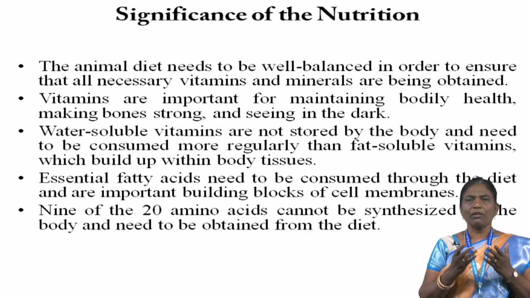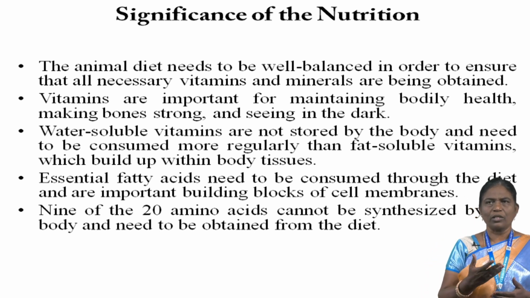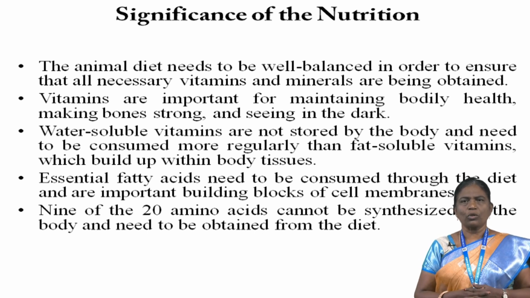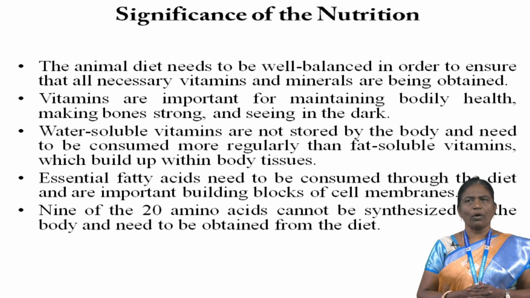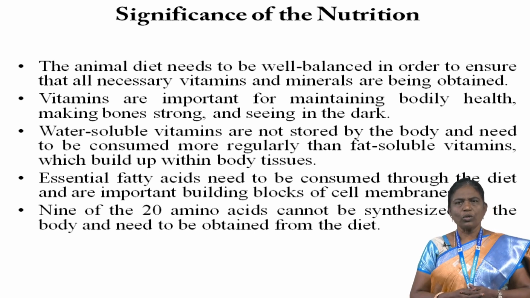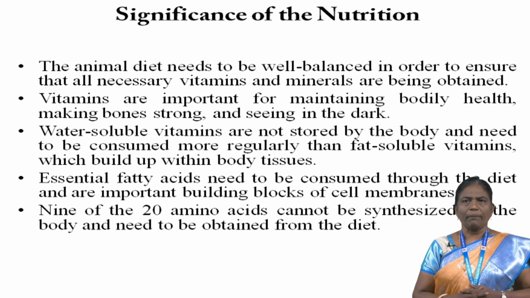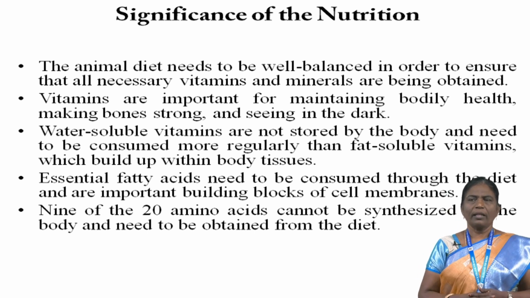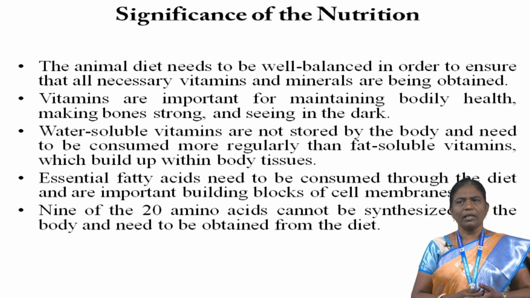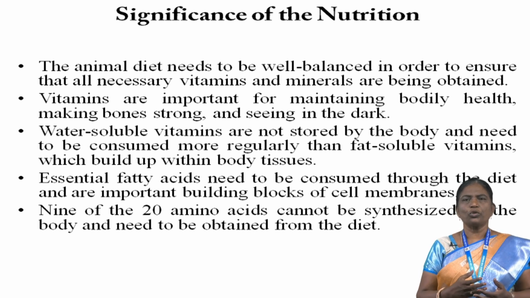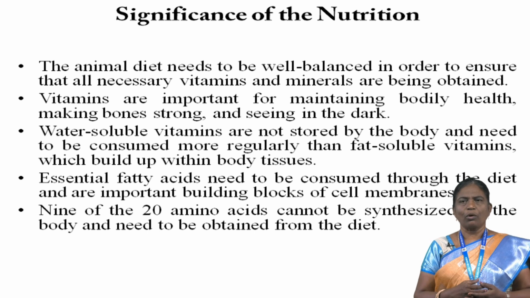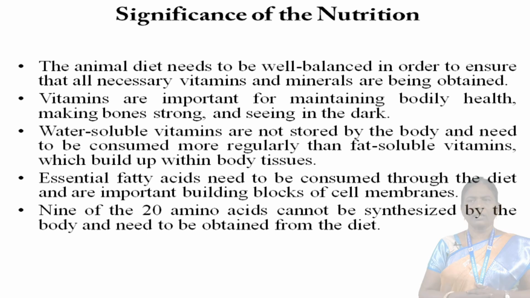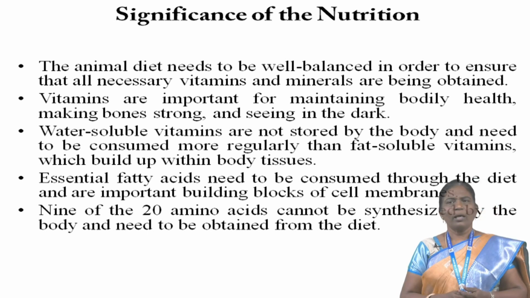Let us see something about the significance of the nutrients. The animal diet needs to be well balanced in order to ensure that all necessary nutrients and minerals are being obtained. Vitamins are most important for maintaining body health, making bones strong and seeing in the dark. Water soluble vitamins are not stored by the body and need to be consumed more regularly than fat soluble vitamins, which build up within body tissues. Essential fatty acids need to be consumed through the diet, and also they are the building blocks of the cell membrane. 9 of the 20 amino acids cannot be synthesized by the body and need to be taken from the diet.